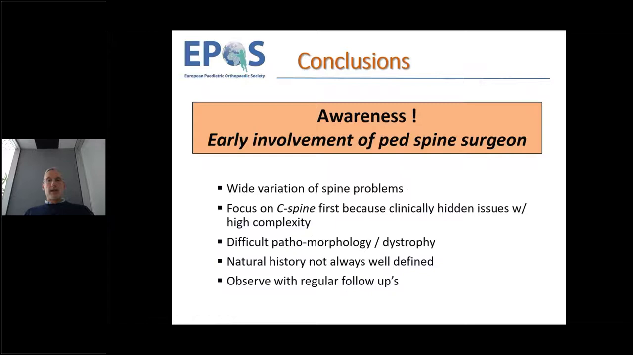So to conclude, it's wise to involve the pediatric spine surgeon at an early moment, because there are wide variations of the spine problems. To focus on C-spine, and it's not a mistake to make an early lateral x-ray of the spine early in childhood, to be prepared for the difficult pathomorphology when it comes to operations, and to be aware that the natural history is not always well-defined, and we should observe and regularly follow up those patients.